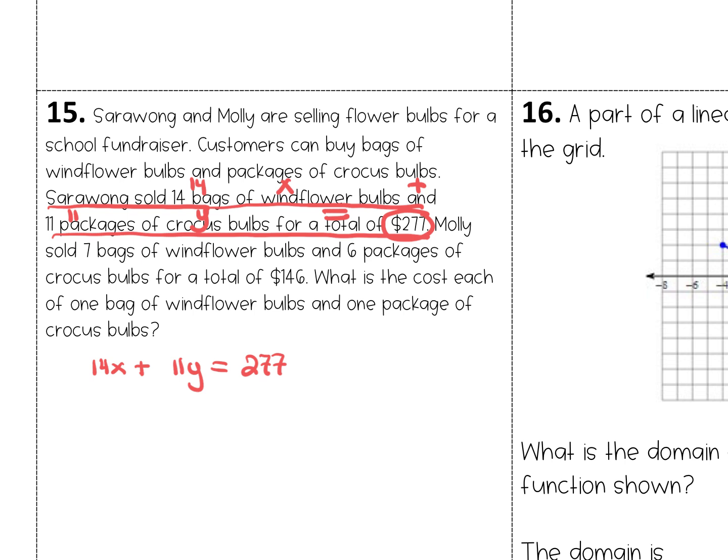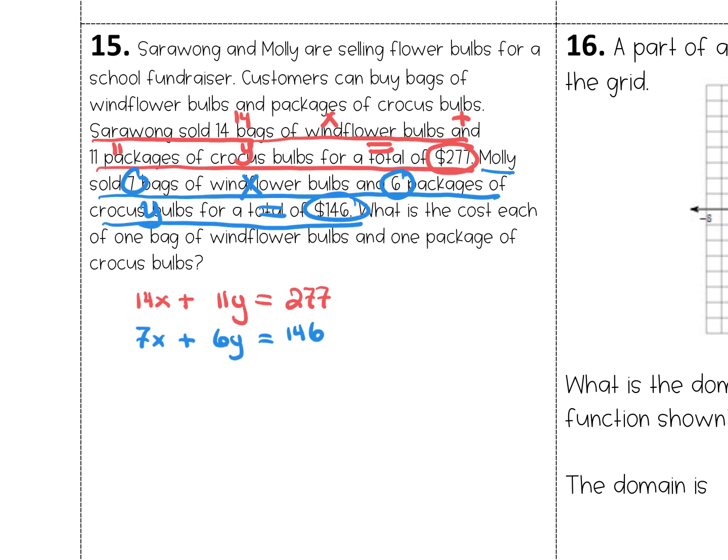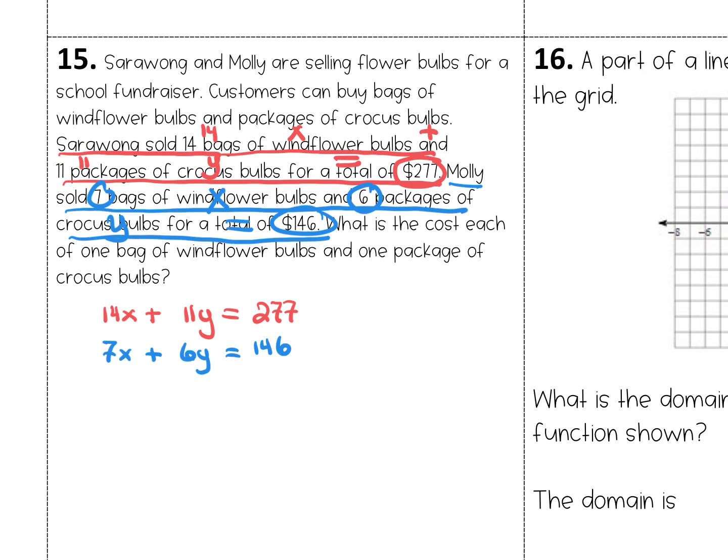$277. And then Molly sold 7 bags of wildflower bulbs and 6 packages of crocus bulbs for a total of $146. So remember, 7X, 6Y equals my 146. So I have 7X plus 6Y equals my 146. I now need to go ahead and solve. You can solve for Y in both of them in graph.